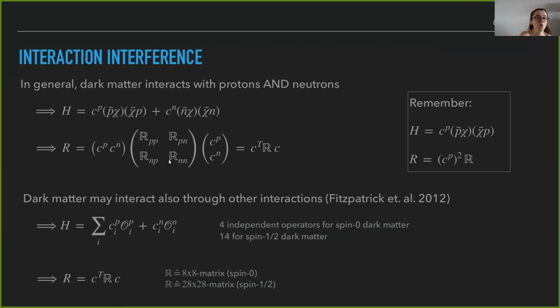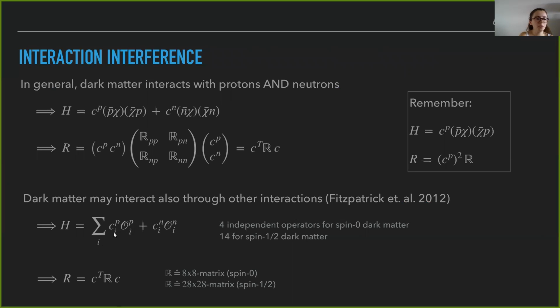Now we already have a more general Hamiltonian, but it was found by Fitzpatrick and collaborators that dark matter may also interact through other interactions than this. So let's make the Hamiltonian even more general. We still have the two parts for CP and CN, but instead of the special interaction here and here, we write a general interaction operator. And it was found that there are 4 independent operators for spin 0 dark matter and 14 for spin 1/2 dark matter. That's why we have this sum here.